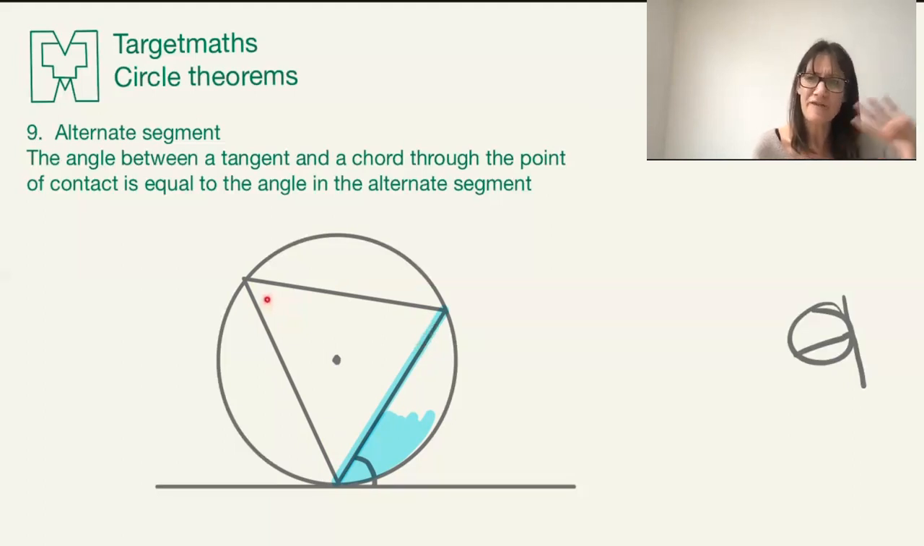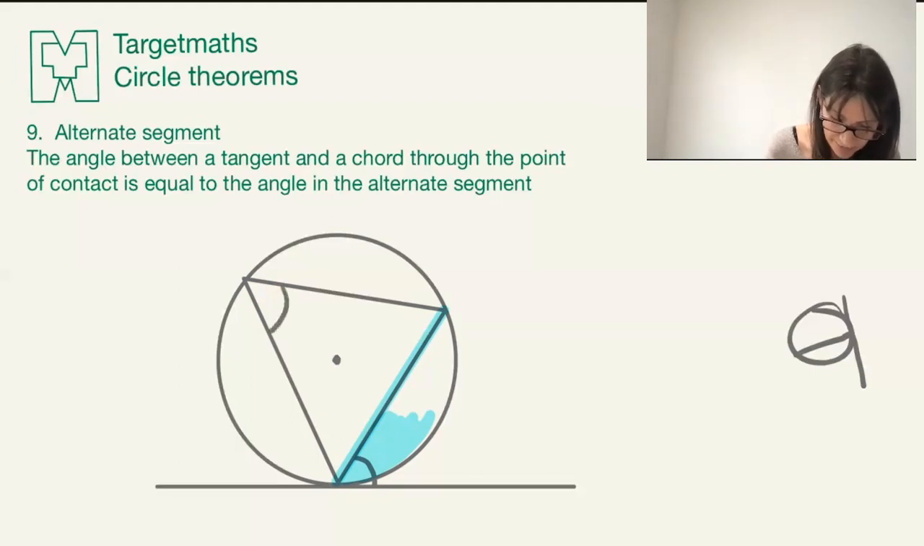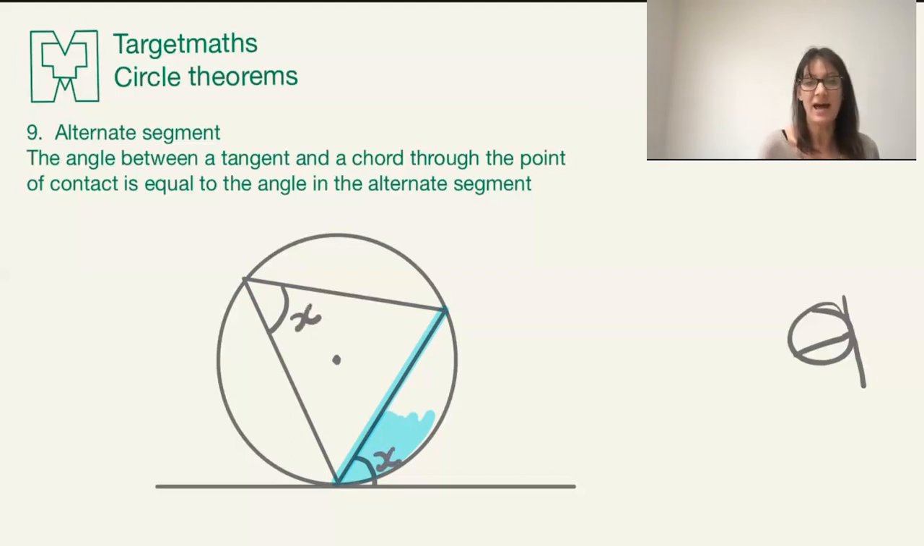It's this one, the furthest one away from the chord that's been involved, that I use. So I'll mark that one on. If that is angle X, that is angle X. They are equal. So highlighting that chord can really, really help.